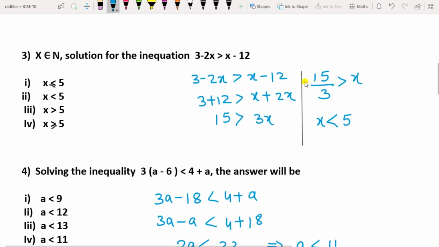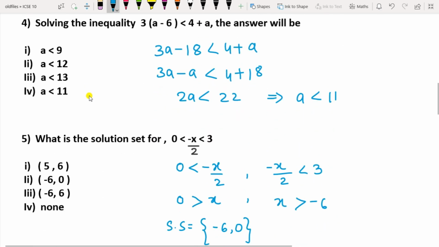X belongs to natural numbers. The solution of the given inequation 3 - 2x > x - 12. Solve the given equation, you get the value of x as x < 5. So x is less than 5, option 2 is the correct option.